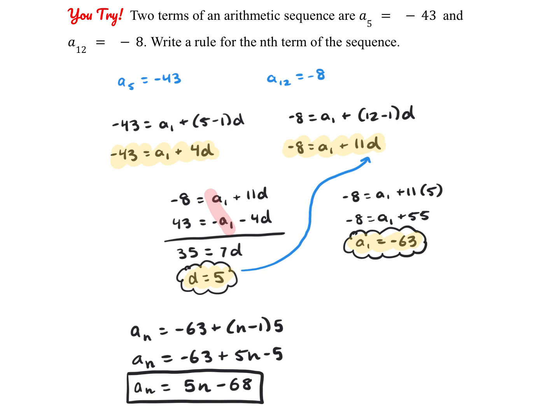All right, go ahead and check your work here. So I did it with the system of equations method. I replaced n with 5 and a sub n with negative 43. And here I replaced n with 12 and a sub n with negative 8. Here's my system. I multiplied this equation by negative 1 and placed it here, and I solved for d. I substituted it into this equation to solve for a sub 1. And then I used those two terms to make my rule for this arithmetic sequence.